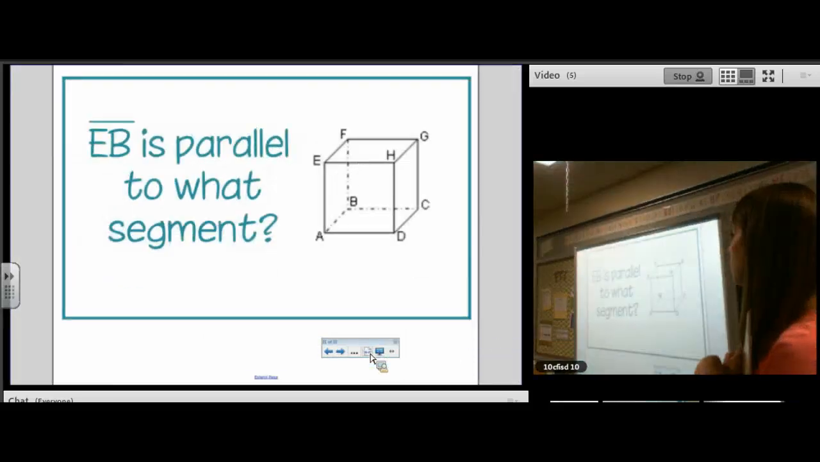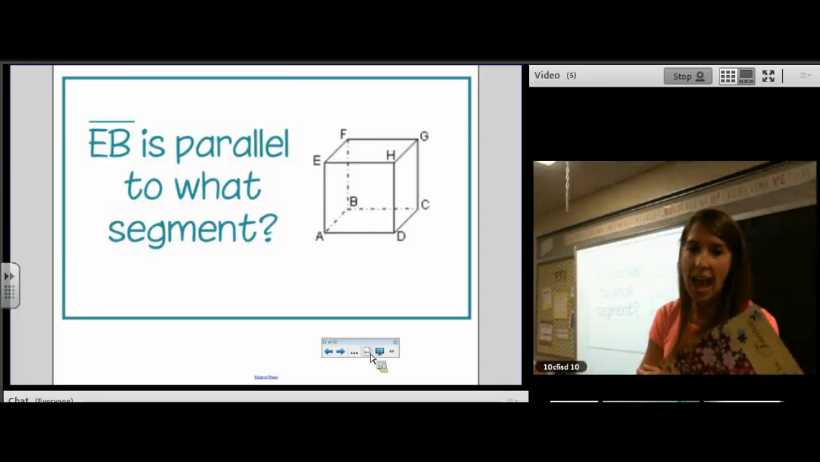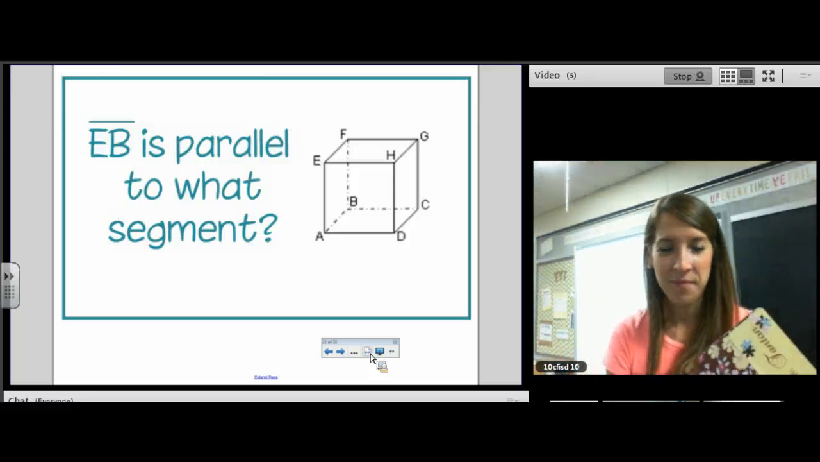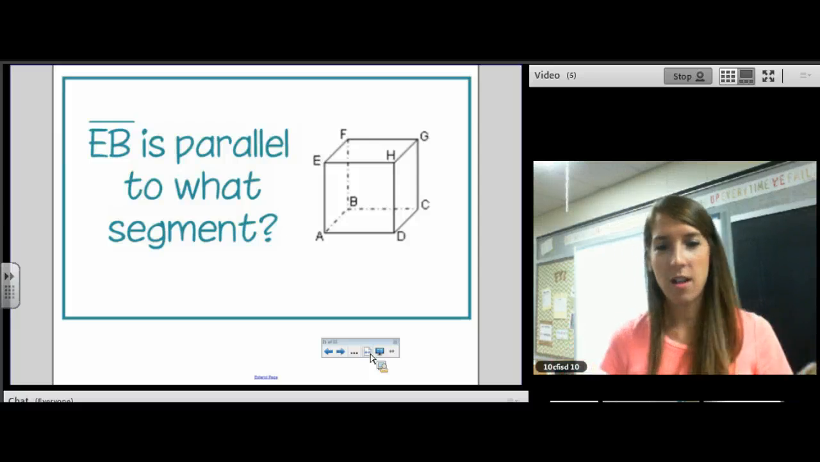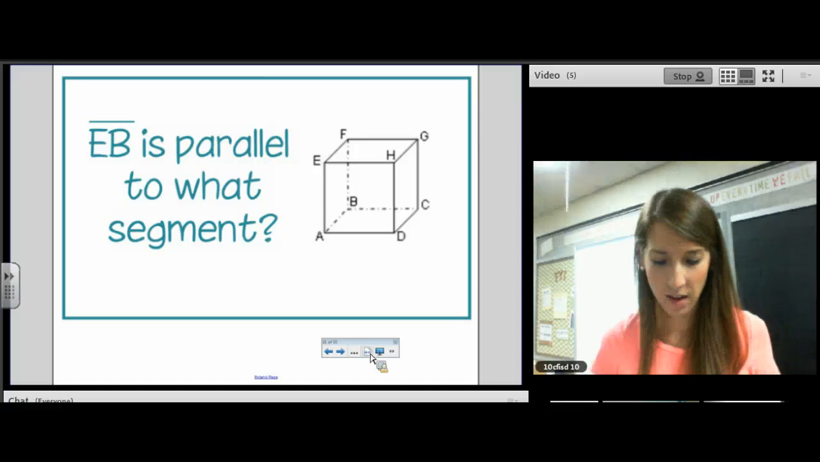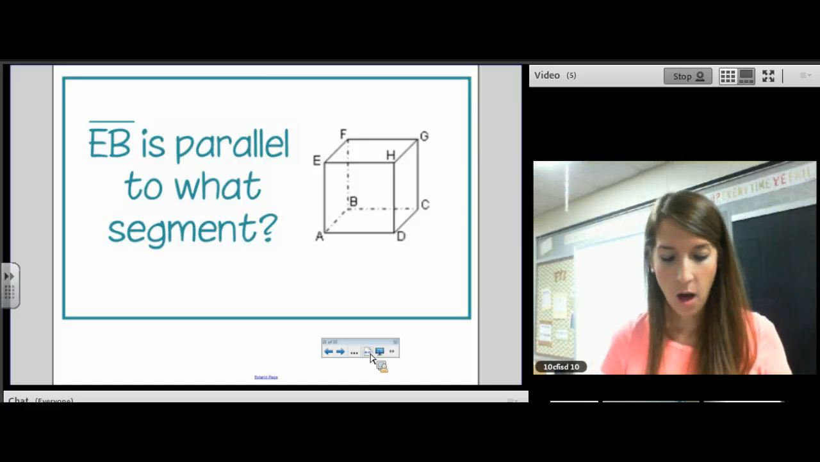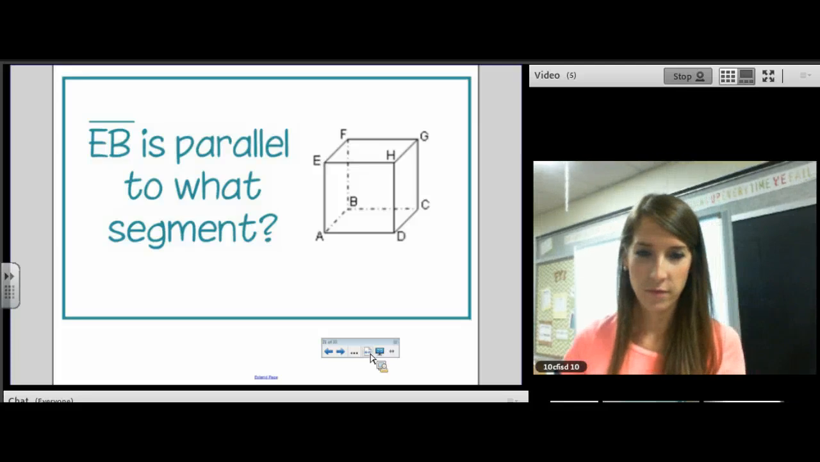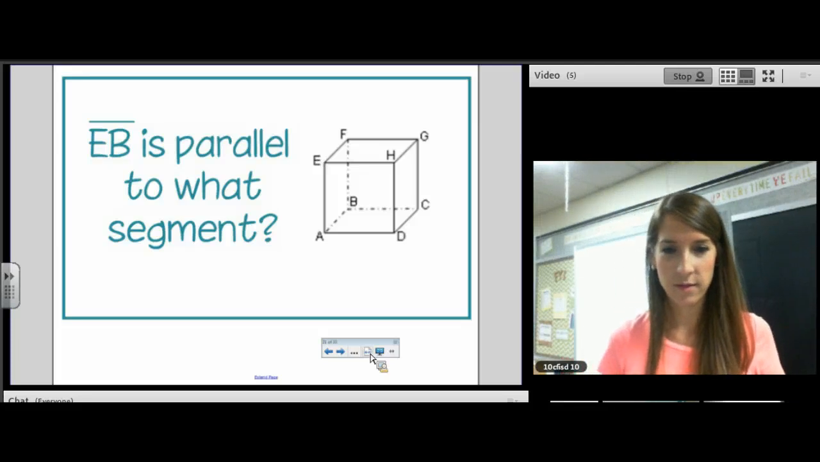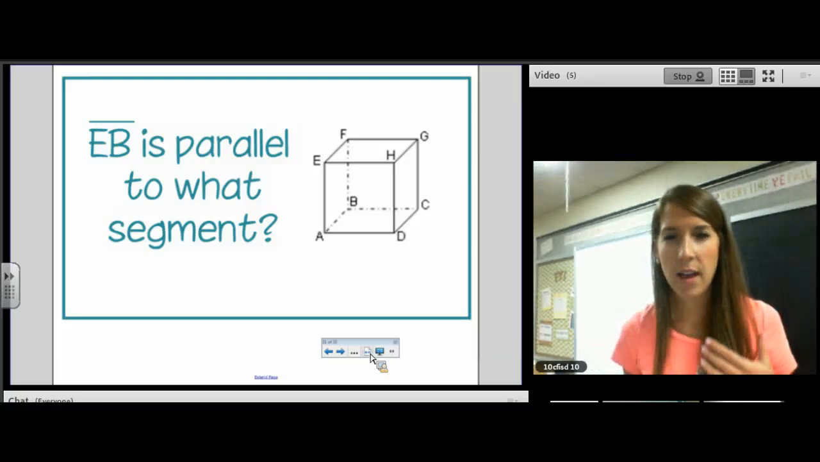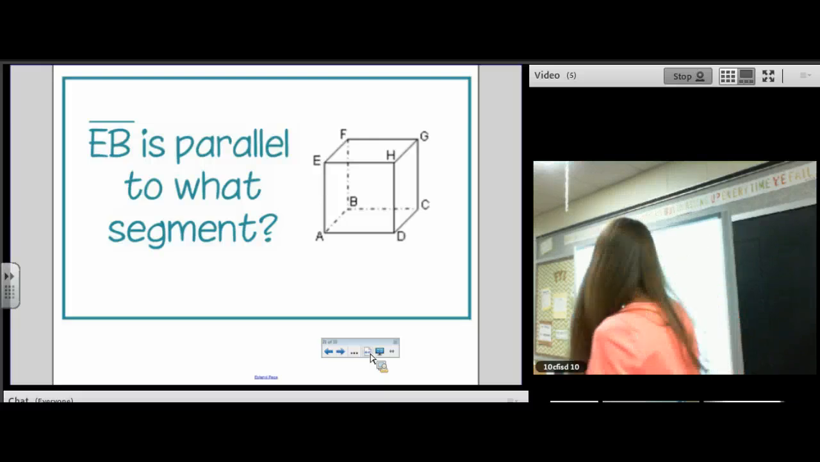EB is parallel to what segment? You are not typing it in the chat. I'm going to call on some of you. I might not know how to say your name yet. Alton. Alton from Truett. What is your answer? EB is parallel to, let's try again.